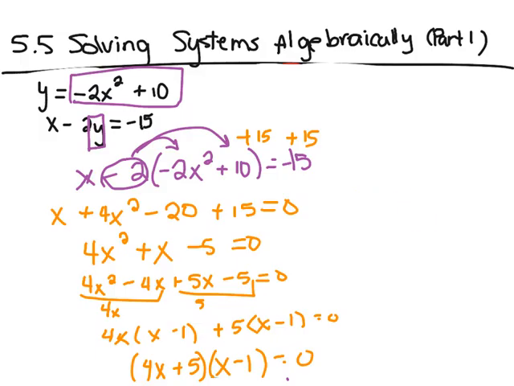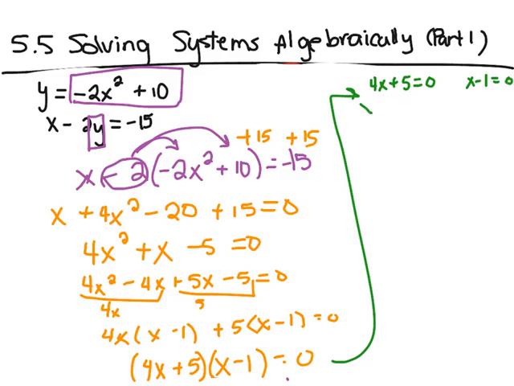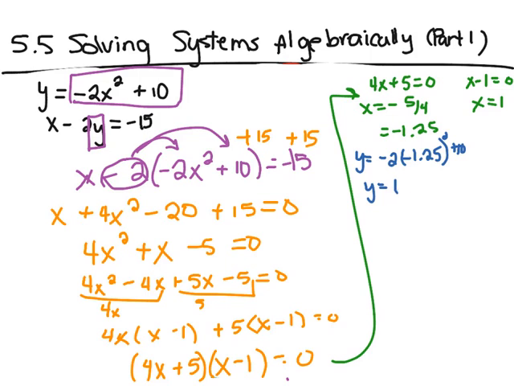So that means, if we bring it back over here, 4x plus 5 equals 0, or x minus 1 equals 0. So x equals negative 5 over 4, which is equal to negative 1.25, or x equals 1. Now we're going to substitute to find our y values. So y is equal to negative 2 times negative 1.25 squared plus 10. And if you multiply this all out, you should get 6.875.